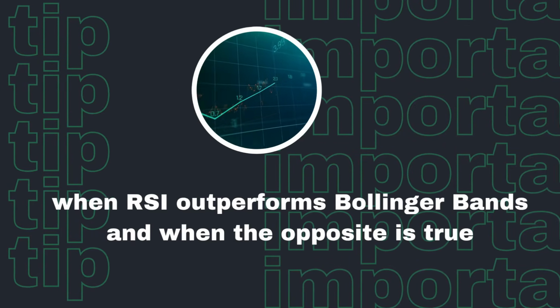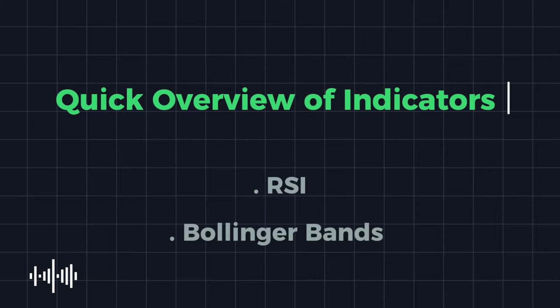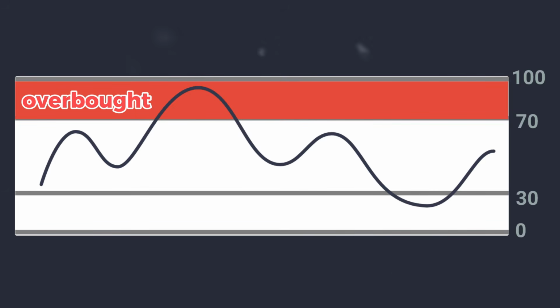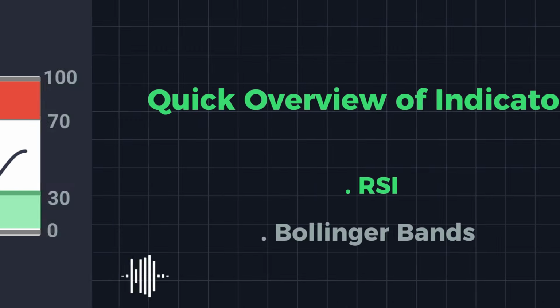Let's dive in. Quick overview of indicators. RSI. The RSI measures momentum, how fast and strong the price is moving. It ranges from 0 to 100. Above 70 means overbought. Below 30 means oversold. It's great for spotting potential reversals, especially in sideways markets.